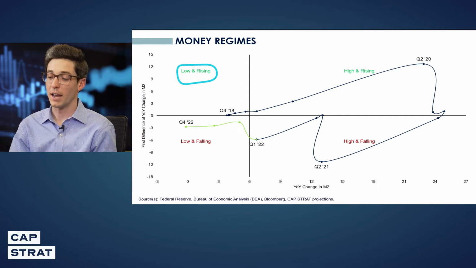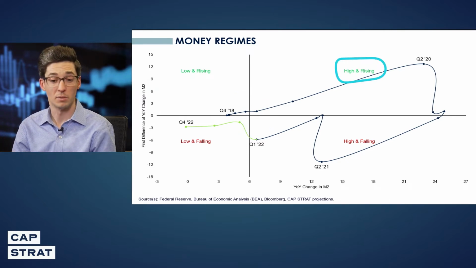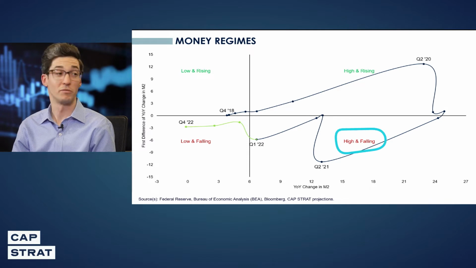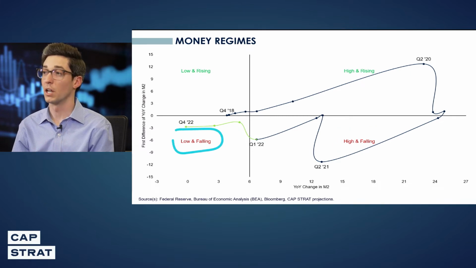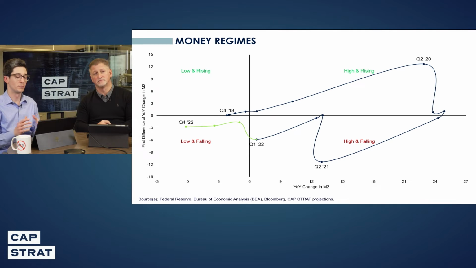Right. And as you move yourself around the quadrants in a clockwise fashion, then you get into a point where money supply growth is high. It's above the average of 6%, and it is rising. And then we get down into high and falling. Money supply is still high, but now the rate of change is slowing dramatically. And then finally, we have low and falling. Money supply is low and it is falling. In point of reference, the 6%. Yeah, 6% is your vertical, and then 0 is your horizontal.